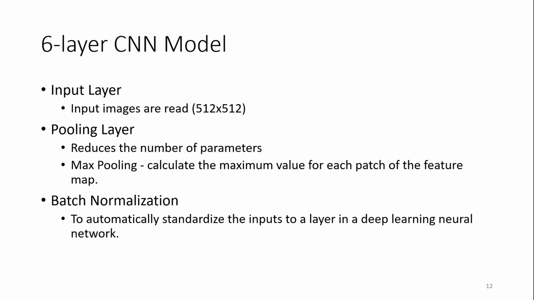The convolution layer is combined with pooling layers. The pooling layer reduces the number of parameters. The pooling layer I use here is max pooling, which calculates the maximum value of each patch of the feature map. Then the batch normalization automatically standardizes the input to a layer in the deep learning neural network.